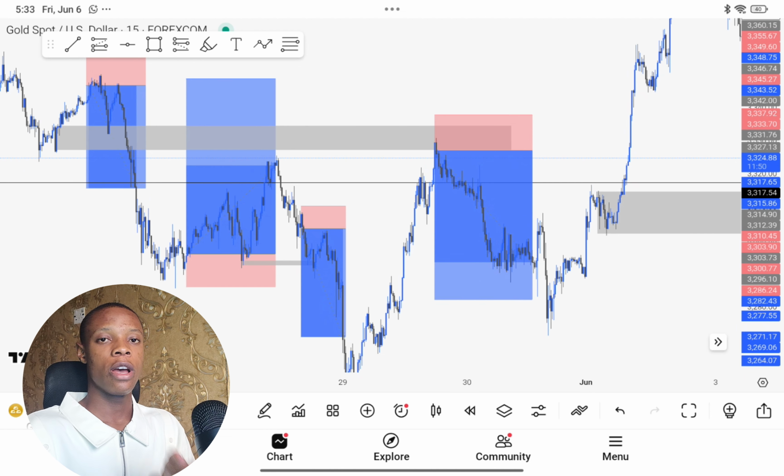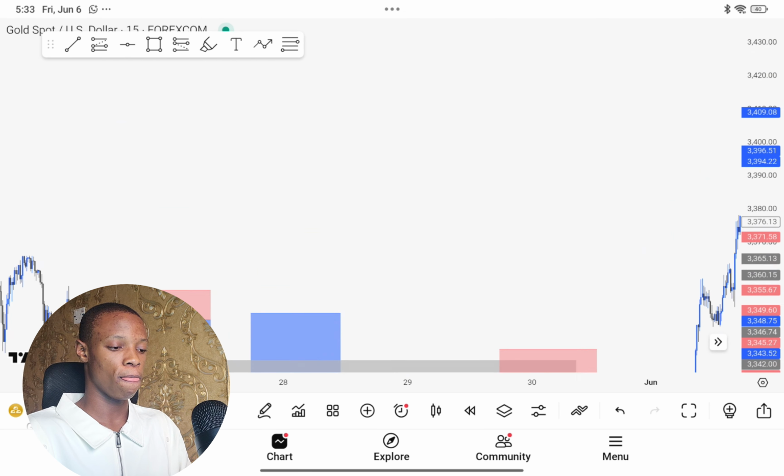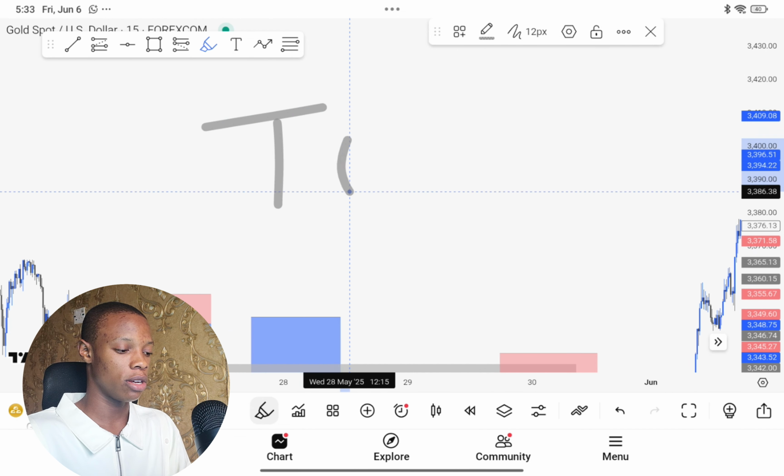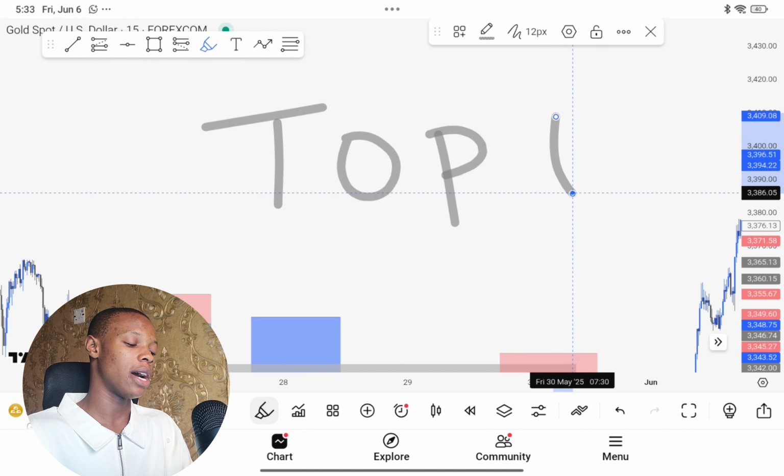Now, first things first, before I take any trade, before I jump on any market, take any buy or sell, I want to know: where is this price coming from and where is it heading to? Then if I'm taking this buy or this sell, where am I expecting to get to? That's what top-down analysis does for you. So I do my top-down analysis every single time.